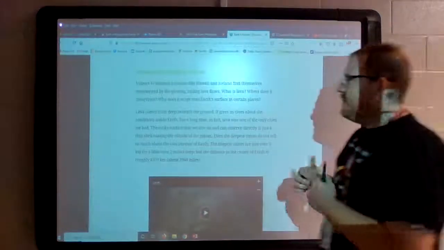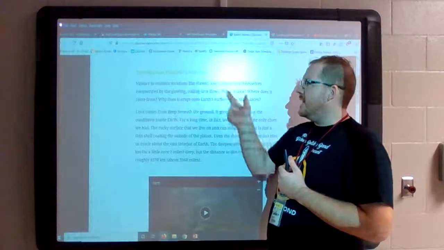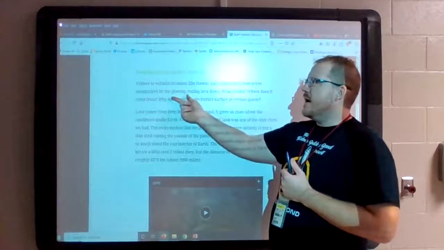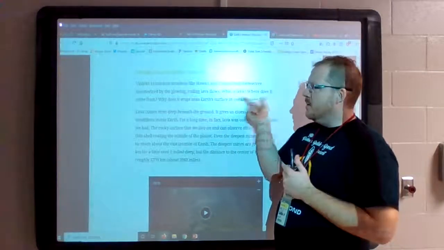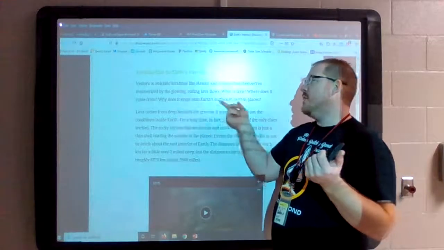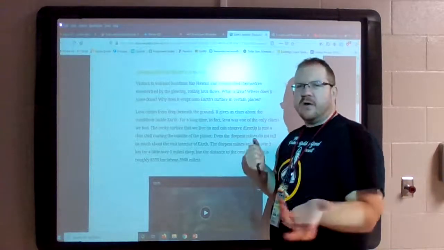So they start off by basically saying, visitors to volcanic locations like Hawaii and Iceland find themselves mesmerized by the glowing, roiling lava flows. What is lava? Where does it come from? Why does it erupt onto the Earth's surface in certain places? And so we're going to go through that a little bit.